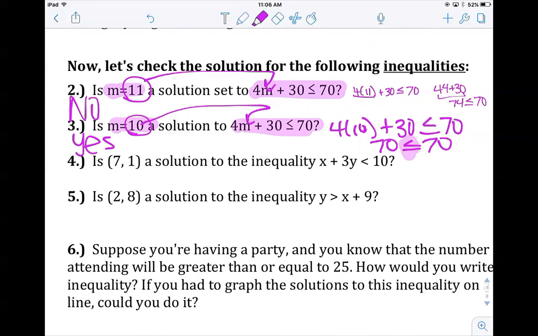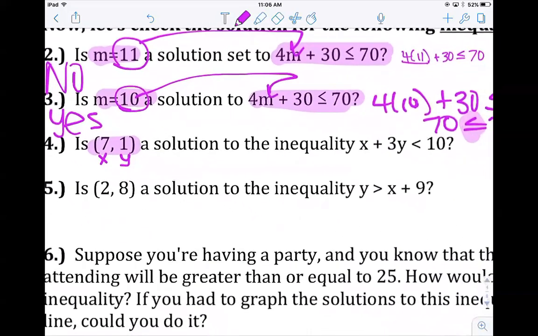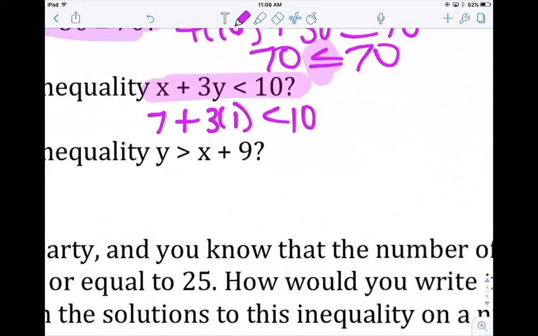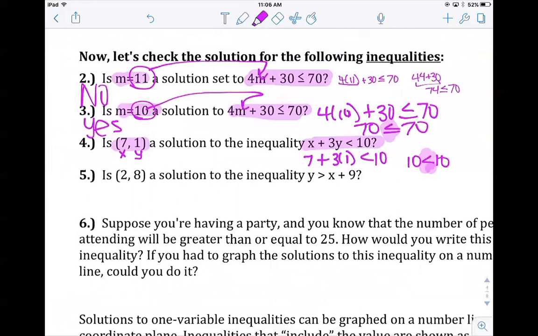All right, number 4, we are now going to throw in an ordered pair. Just to recap, the first number is x, the second number is y. We are going to plug that into our inequality here. Wherever we have x, we're going to have a 7. Wherever we have y, we're going to plug in a 1. And then we want to see, does that make it a true statement or not? We plugged in 7 plus 3 times 1, so that would be 10. And we have 10 is less than 10. Because it's 10 is less than 10, not less than or equal to, this is a no. It is not part of the solution. The last one, number 5.